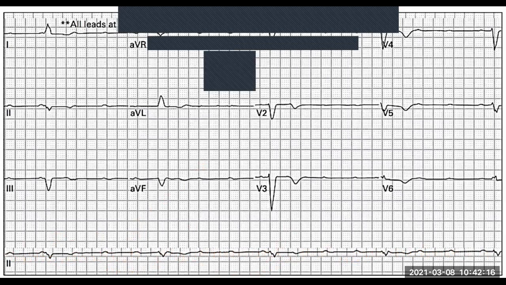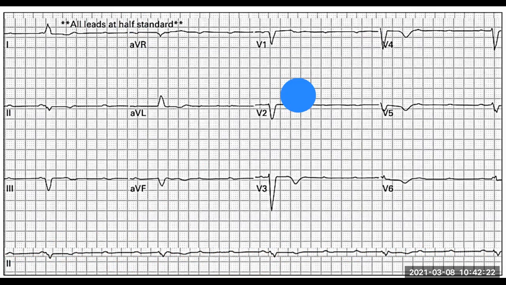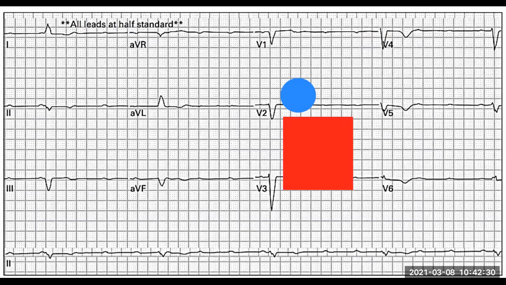So let's create a little atrium over here. There's our little atrium. And then let's create our little ventricle. Of course, this is just a drawing, remember that. And then let's put something here. Then we've got our atrioventricular septum that's running across.